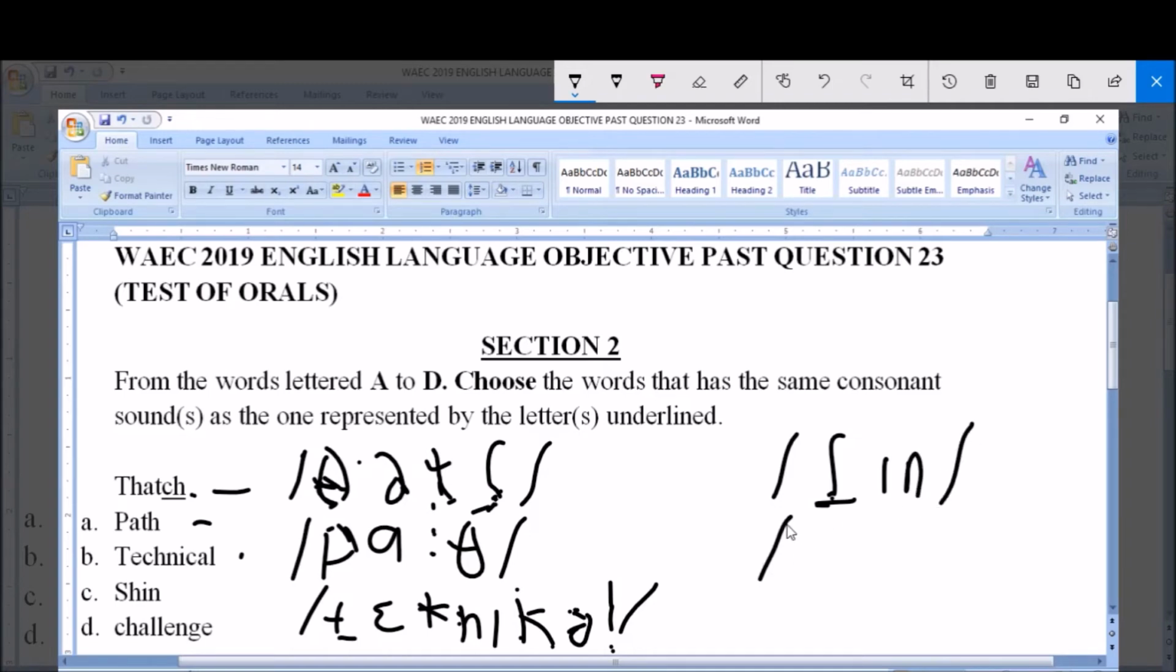And then option D is challenge, and it is written this way: challenge. This is J, consonant sound. So challenge. Now ch, consonant sound represented by CH here, is found in challenge. So you have ch right here and you have ch also in challenge. Therefore option D, challenge, is the correct answer.